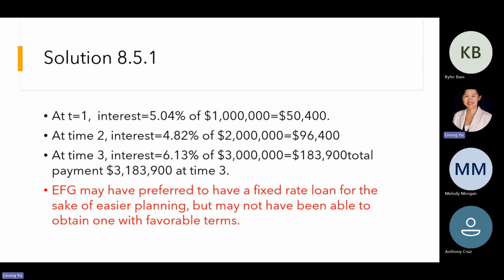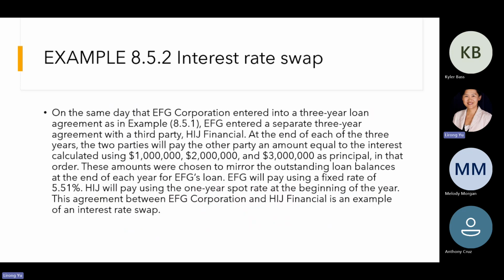So that's why even though for planning we prefer fixed rate, sometimes we have to settle or compromise for a floating rate. Are we okay so far? But then you still want to have a fixed rate. If this place cannot offer you one, you can do an interest rate swap with someone else. All right, so here is the situation. We finally have the example on the interest rate swap.